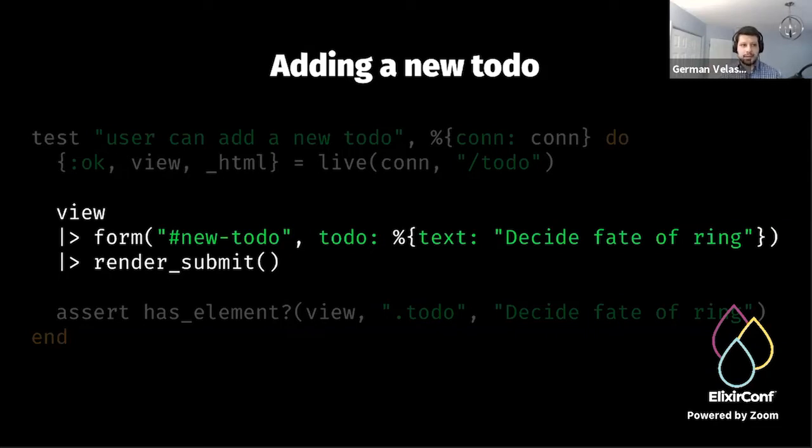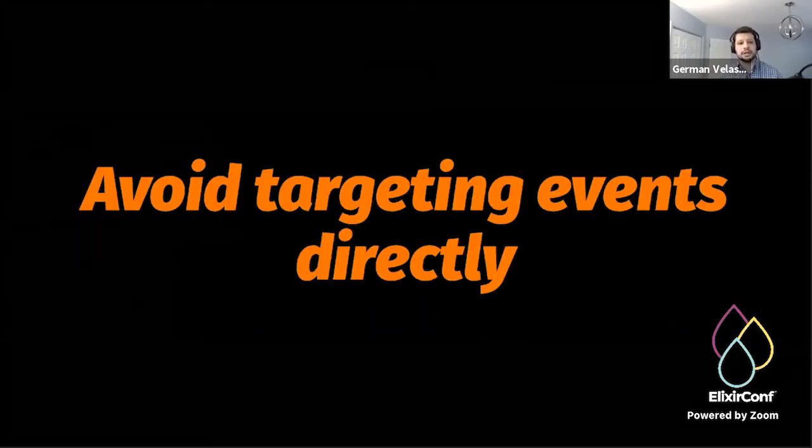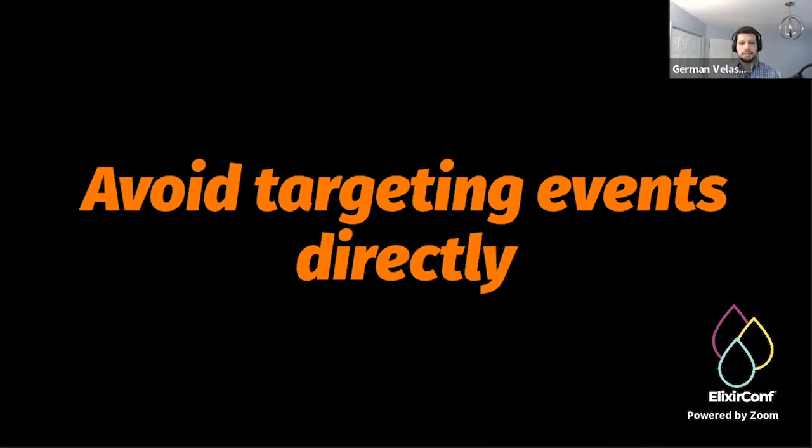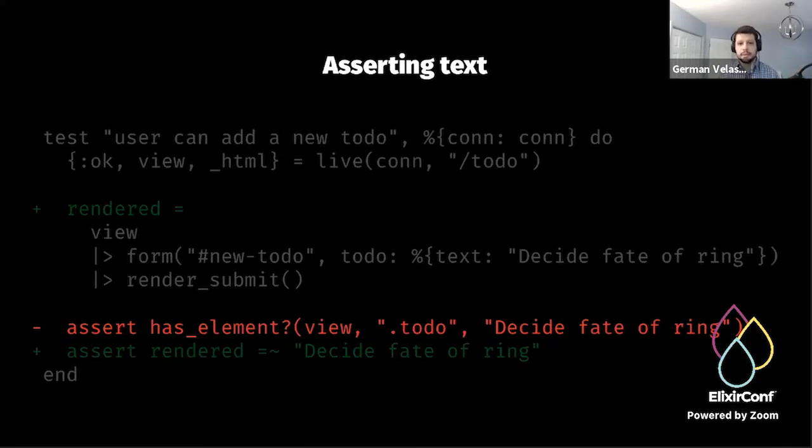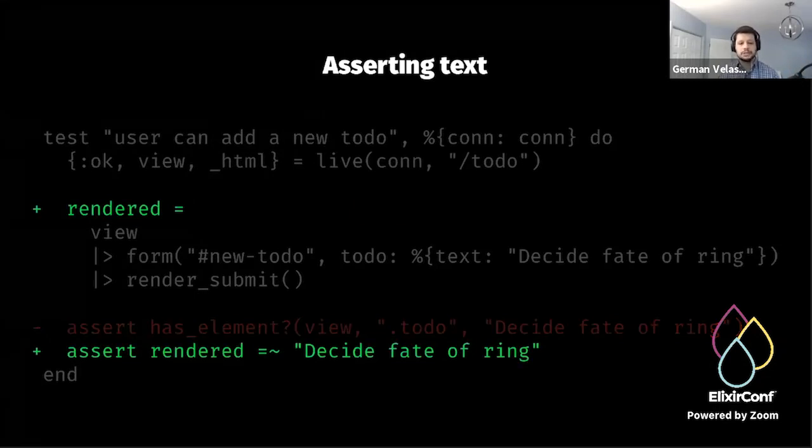So my advice is, in general, try to avoid targeting events directly. Let's look at the second thing we could have done differently. When we render submit, we get some text back. So instead of using our has element helper, we could have just asserted some text against that render text. Now, that works a lot of times, and I think it's actually a really good usage, but there are some times where we want to be more careful.